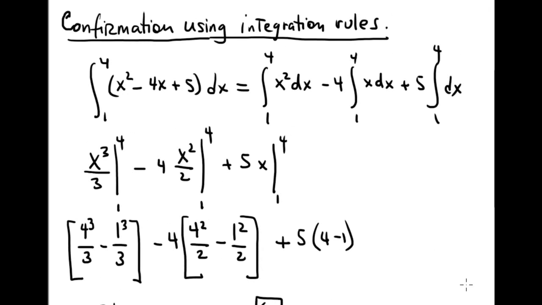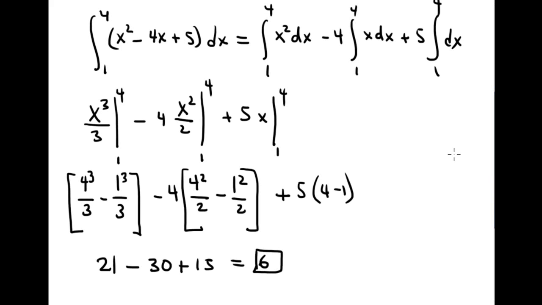Okay, now very fast, the confirmation using integration rules. This is the original integral. You separate it using the linear property into integrals. You evaluate using the power rule: x cubed over 3 evaluated between 1 and 4, x squared over 2 evaluated between 1 and 4, and 5x evaluated between 1 and 4. Then evaluate and subtract; the rest is just arithmetic. The answer is 6 again.